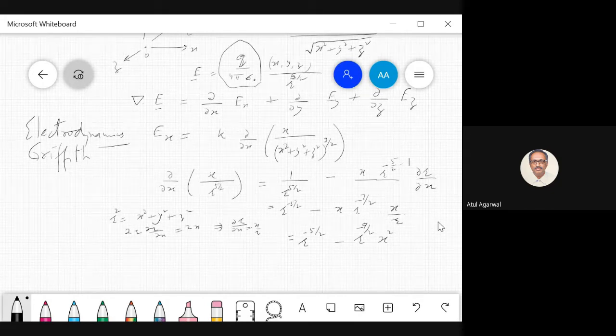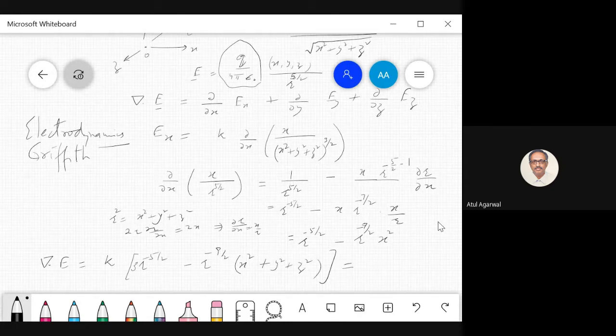Similarly, you will have these other terms. So your divergence of the electric field will become K outside, then r to the minus 5 by 2 minus r to the minus 9 by 2 into x square. Then you need the derivative with y. So what will you get? I think you will get again the same terms, 3. And here you will have, this is what I hope.